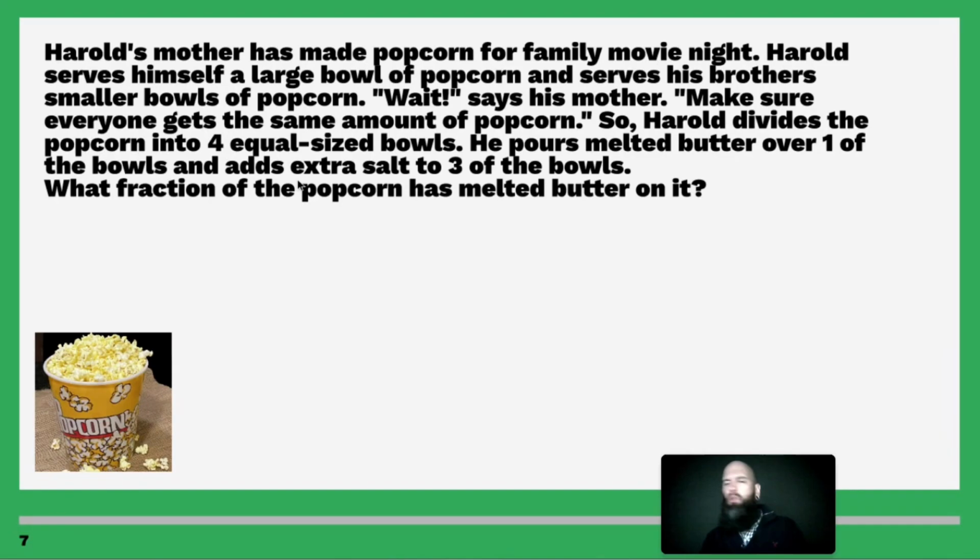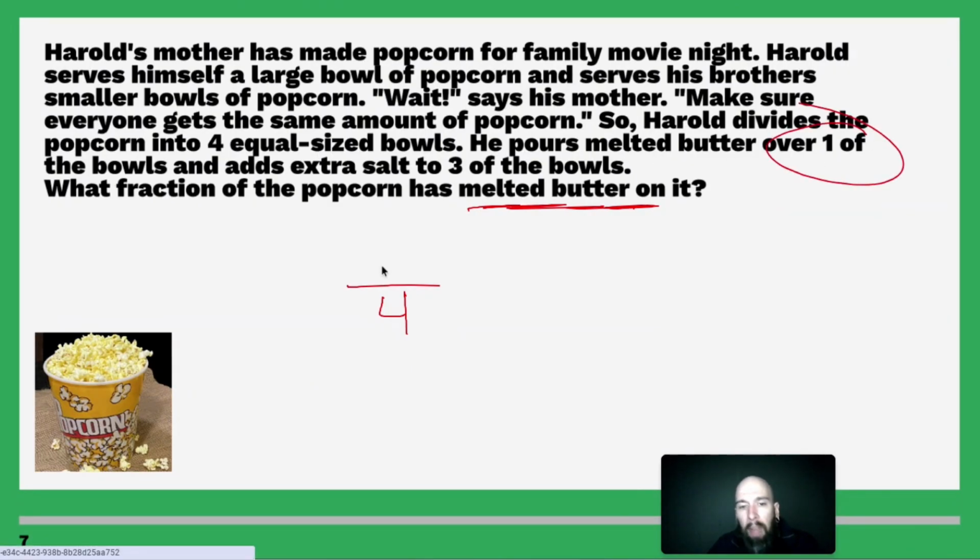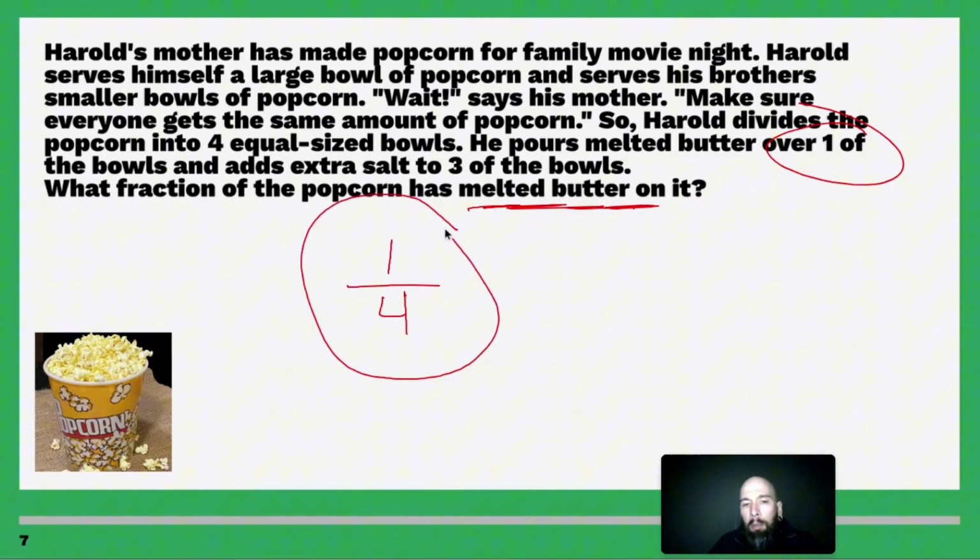So this is a lot of story for really nothing. Okay, we've got 4 bowls. That's our total amount. What do we want? We want the one with melted butter on it. How many has melted butter on it? He pours melted butter over 1 of them. So our fraction is going to be 1 over 4, which was the answer to the last one. Not really creative with these problems.